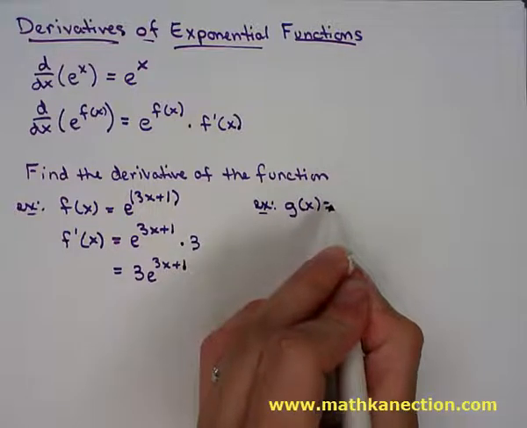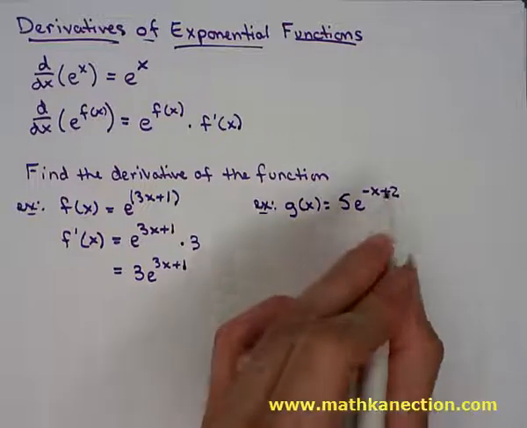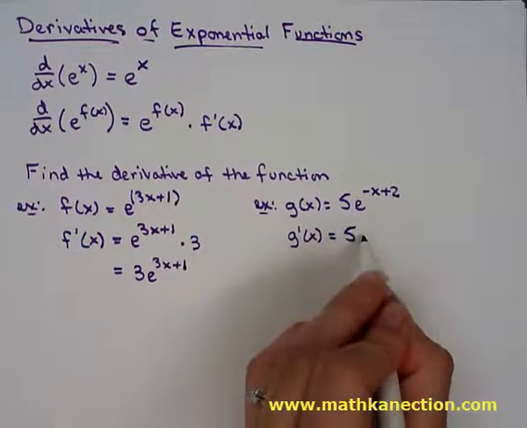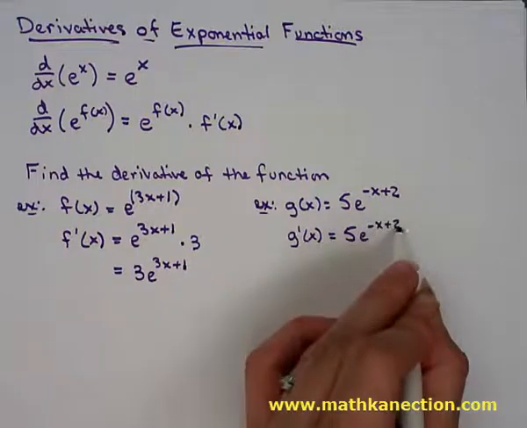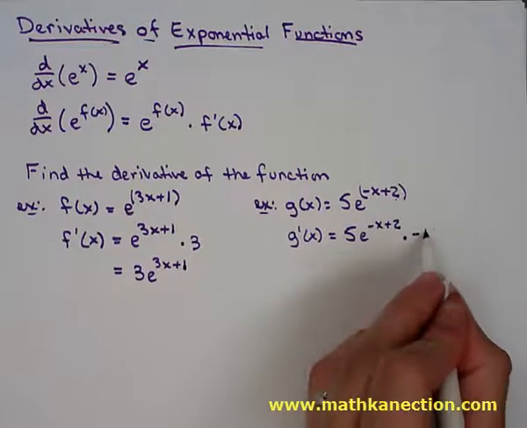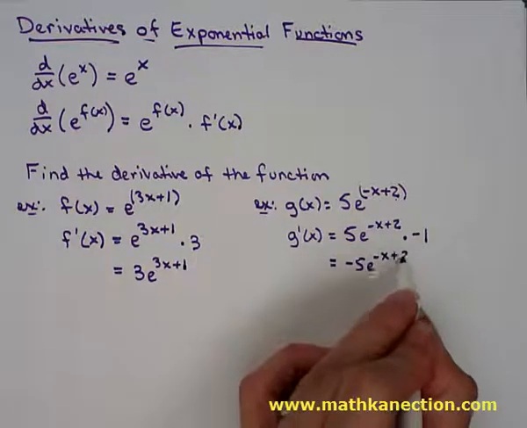For the next example, g of x is equal to 5e to the negative x plus 2. The 5 is just a coefficient, so just writing that down. Derivative of e to the negative x plus 2 is e to the negative x plus 2. It's got an inside function, so the derivative of negative x plus 2 is negative 1. And then just rewriting the function, bringing the negative 1 in front by the 5.